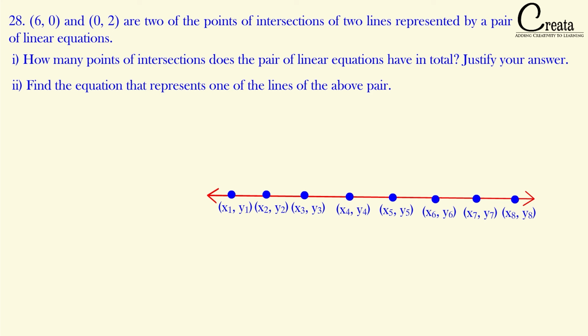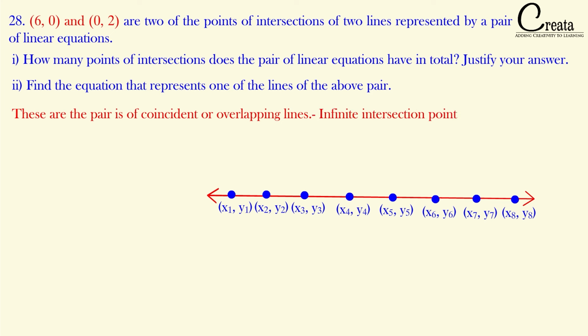So here the question framer wants to project that the two lines are overlapping with each other, and just two points are given as (6, 0) and (0, 2). In the first part they are asking how many points of intersection the pair of linear equations have in total. So the answer is that these two linear equations will have an infinite number of points. As they are overlapping with each other, they will have an infinite number of intersecting points. Got it? The first part we have done.